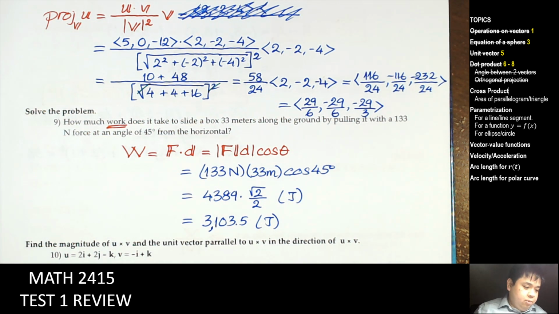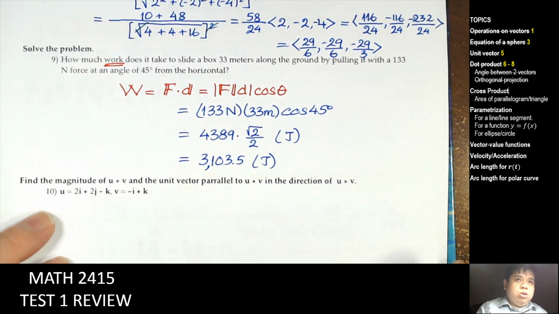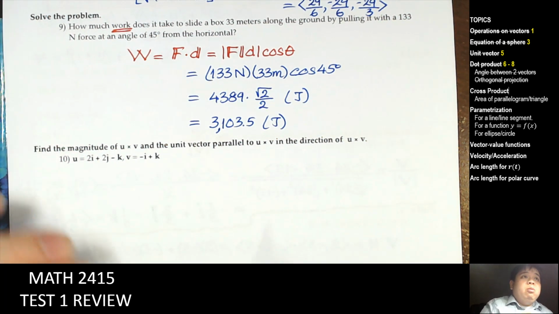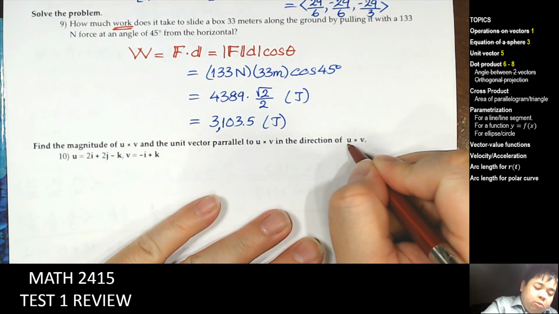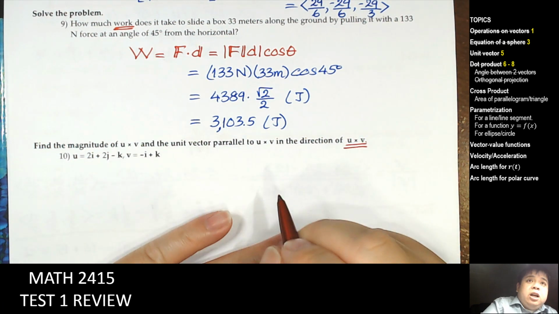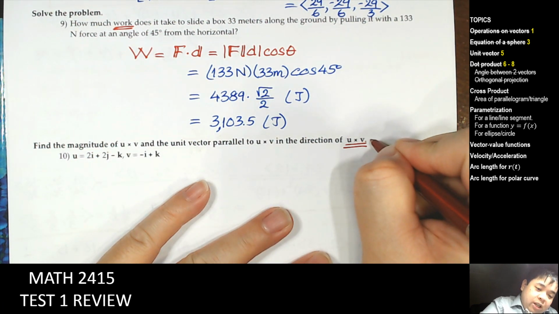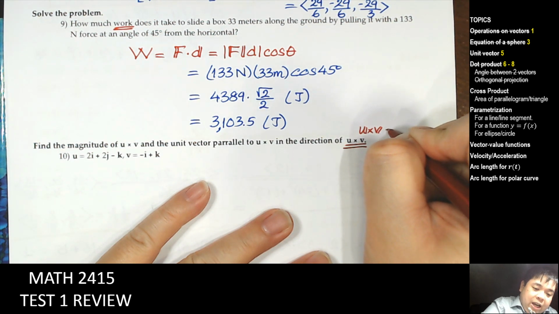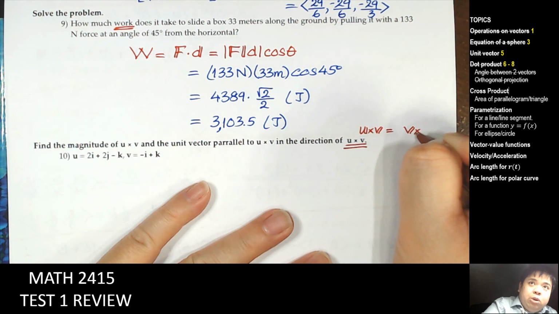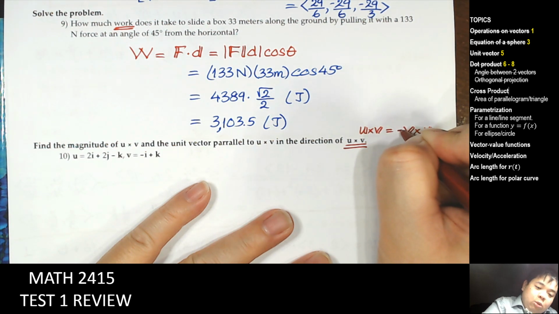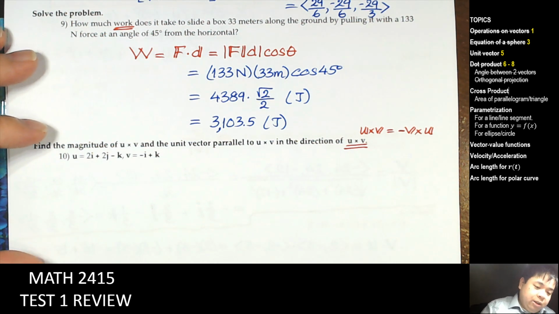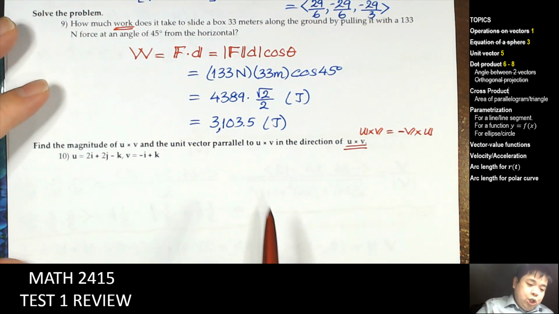Cross product. We're going to find the cross product using the 3×3 determinant. This time, be careful: the cross product is not commutative. If we're asked to find U cross V and we find V cross U instead, it's going to be the opposite. So it's very important that we keep the right order of the vectors. So this is U cross V.